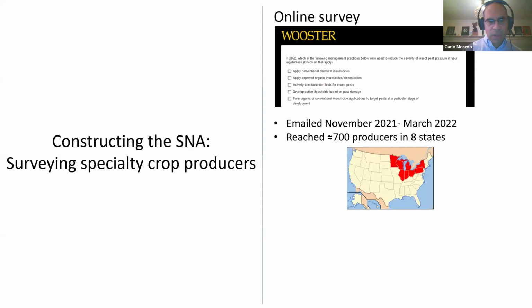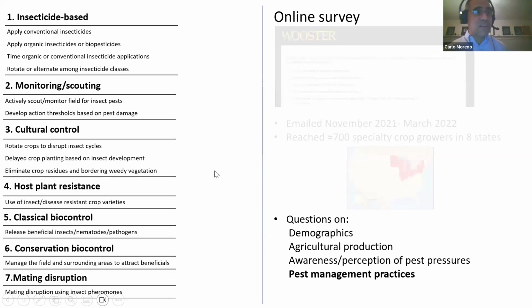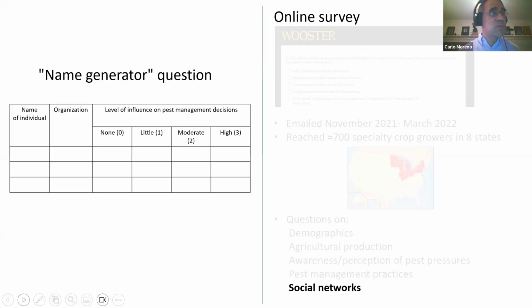In that survey, we included a series of questions related to what practices they were utilizing. So we asked them whether they were utilizing insecticide-based practices, whether they were actively engaging in monitoring and scouting, whether they were using cultural control practices, host plant resistance, classical and conservation biocontrol, and mating disruption. Not only did we ask them to self-identify their practices, but we also asked them what their social networks look like. The key methodology for getting information on social networks is called a name generator question. So we included this question that asked them, tell us who you are getting pest management information from. Name the individual or the group or the organization. Tell me what affiliation they have, what their job is, what their occupation is, and also on a scale of 0 to 3, let us know how influential this person is on your pest management decisions.